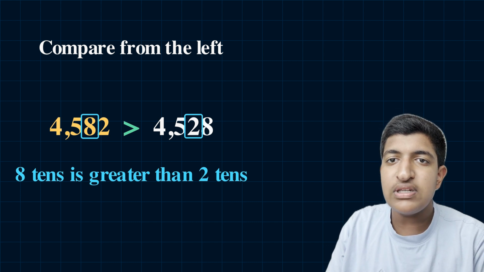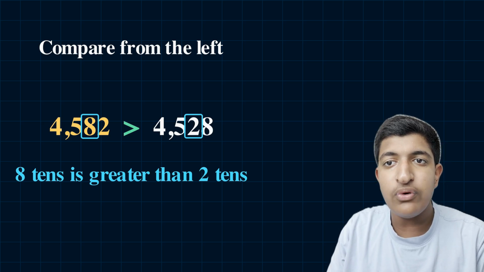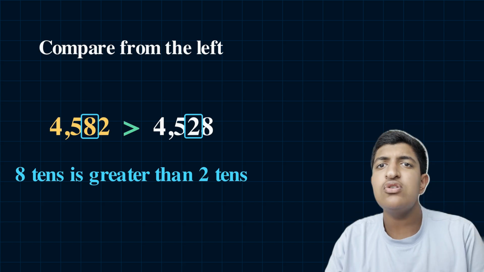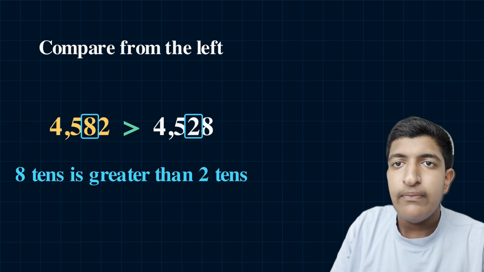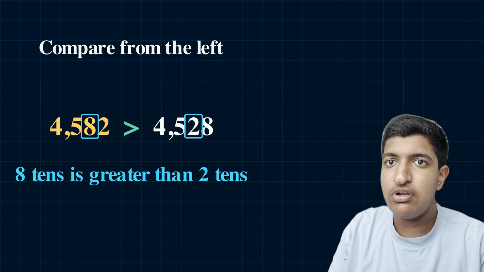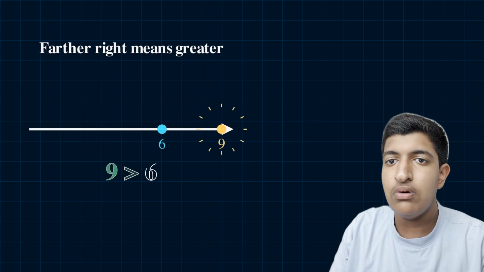We can write that using the greater than symbol. 4,582 is greater than 4,528. Whole numbers are like addresses along a road that starts at 0. The farther right you move, the greater the number becomes. So on a number line, 9 is greater than 6 because 9 is farther to the right. And 6 is greater than 0 because 6 is farther to the right than 0.